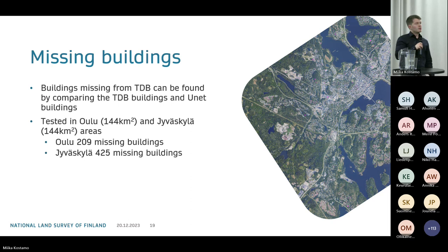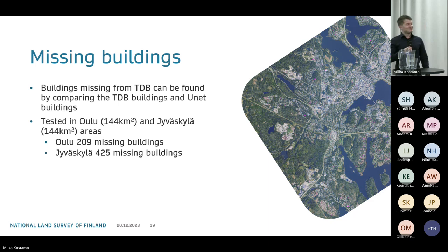So the missing buildings can be found by comparing the topographic database buildings and unit buildings. And we tested these missing buildings in Oulu and Jyväskylä areas. In Oulu, we found 209 missing buildings, and in Jyväskylä, 425 missing buildings in the 144 square kilometer areas. And in the picture, you can see the Jyväskylä area.